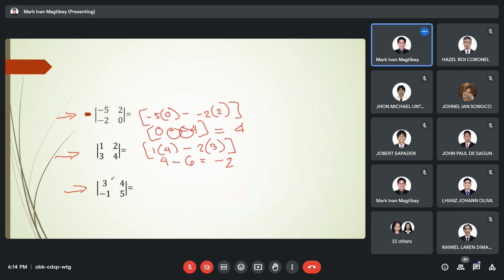Then lastly po, yung last one po, 3 times 5 minus negative 1 times 4 po. Okay? So 15 minus negative 4. So magiging positive na yan. Minekos na natin. So magiging 19 po ang ating final answer po. So ganun lang po kasimple yung pagkuha ng determinants po ng 2 by 2 po natin.